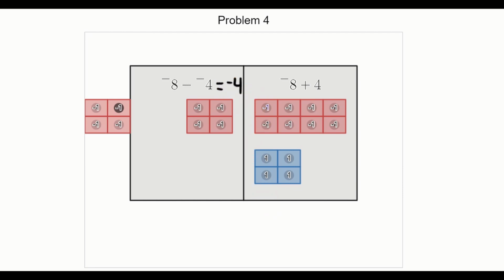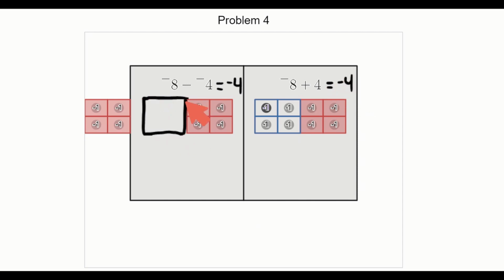Now taking a look at the problem on the right, negative 8 plus 4. Again, we have 4 positives and 4 negatives. These are going to cancel each other out. And we're also left with negative 4. When we subtract, we have negative 4 left over. And when we cancel, we have negative 4 left over.